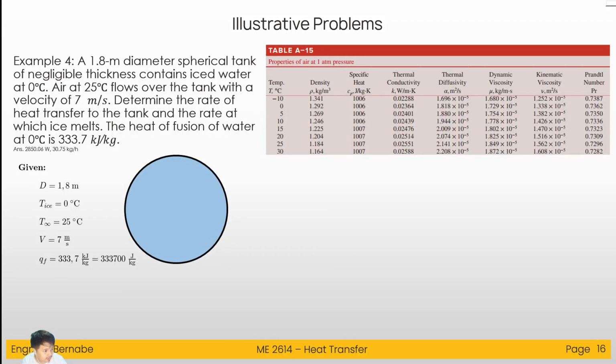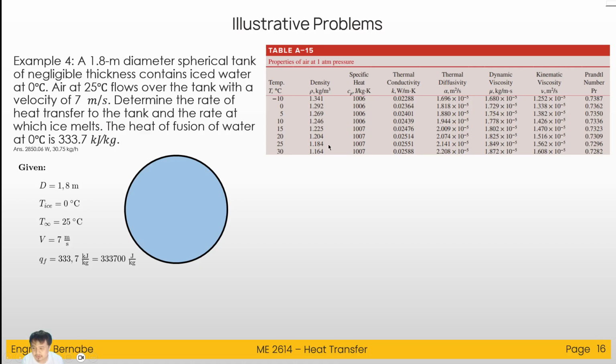Okay, so we have here another problem with this spherical tank. So we have a 1.8 meter diameter spherical tank with negligible thickness, which contains iced water at 0 degrees. Air at 25 degrees Celsius flows over the tank with a velocity of 7 meters per second. Determine the rate of heat transfer to the tank and the rate at which the ice melts.